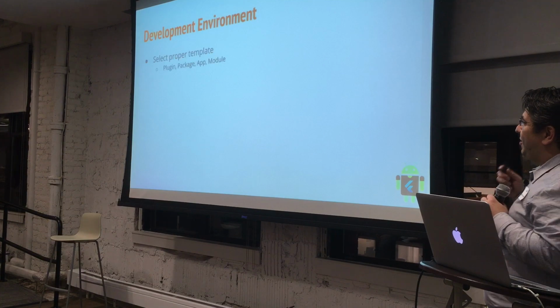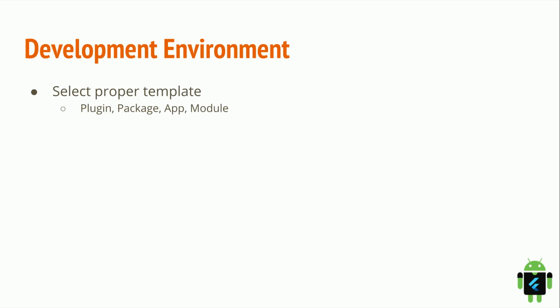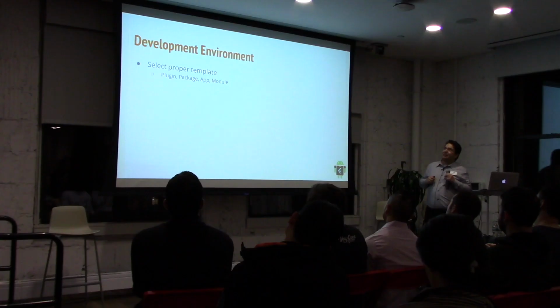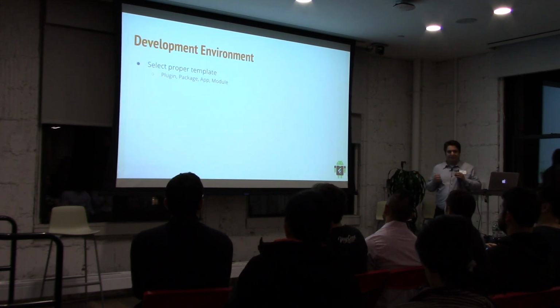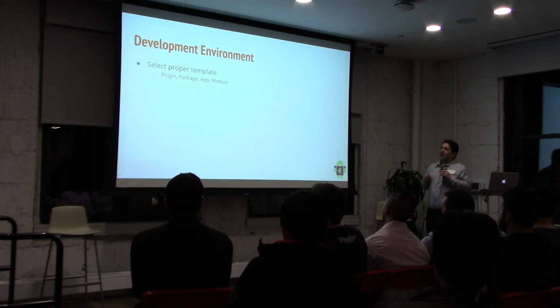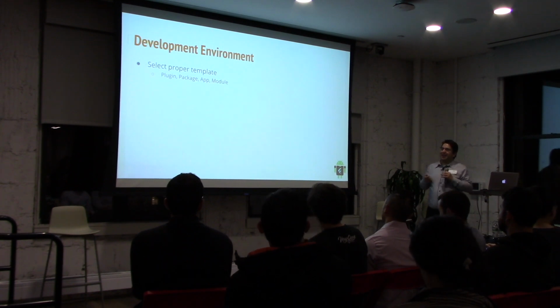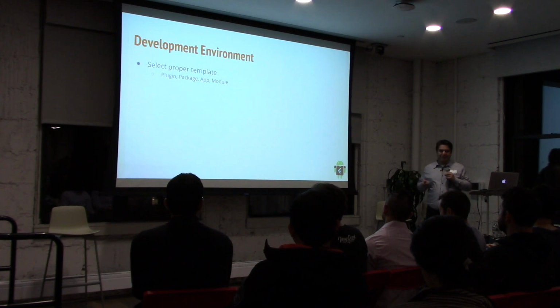So our development environment. One of the big things that we saw: select the proper template. We were all starting on our own, and we're all trying to figure out Flutter. And there's plugin, there's package, there's app, there's module, there's more things. These are the four that I'm going to talk about: plugin, package, app, and module. Pick the right one. An app, obviously, is an app.